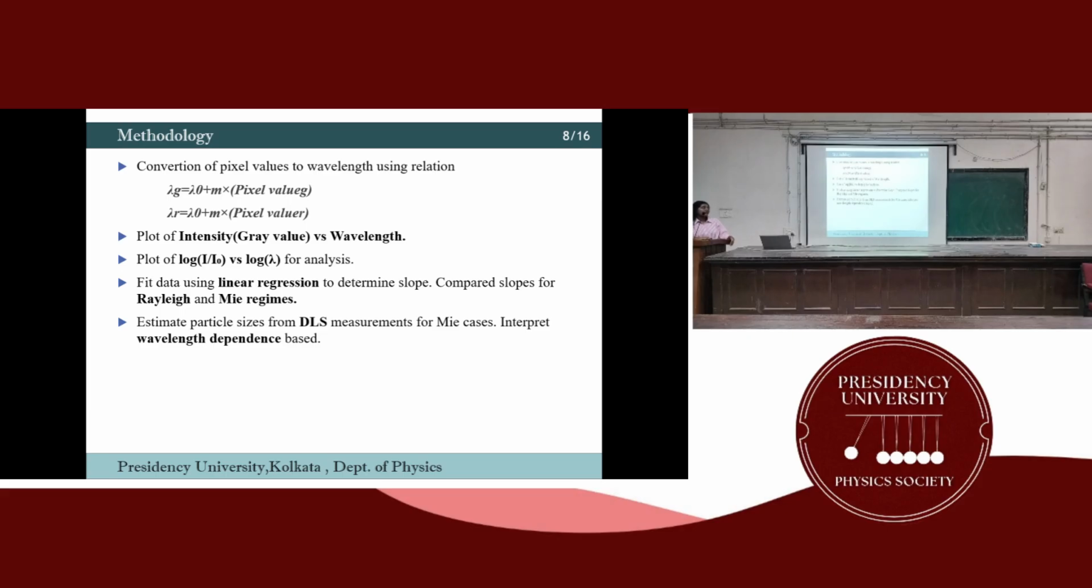And then I compared slopes for the Rayleigh and Mie regimes. And then I did particle size estimation by DLS measurement. DLS is dynamic light scattering.